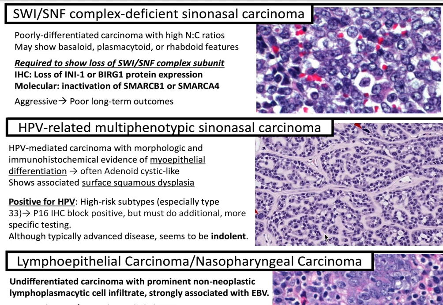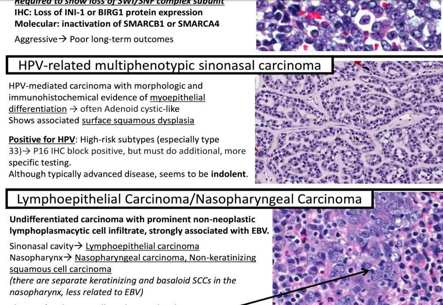SWI/SNF complex deficient sinonasal carcinoma. This is also a poorly differentiated carcinoma with high NC ratio. It may show basaloid, plasmacytoid, or rhabdoid features, and it's required to show loss of SWI/SNF complex subunit. So IHC, you'll have loss of INI1 or BRG1 protein expression, and molecularly, you'll have inactivation of SMARCB1 or SMARCA4. It's aggressive and leads to poor long-term outcomes.